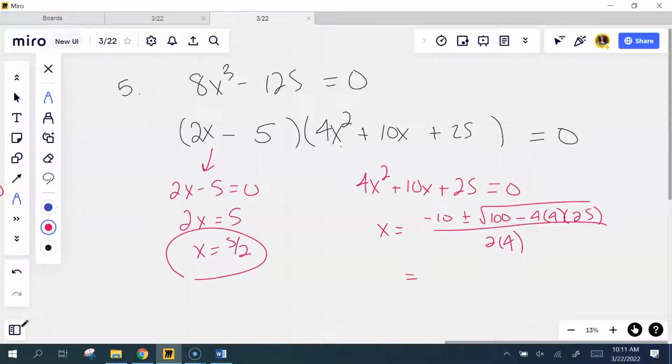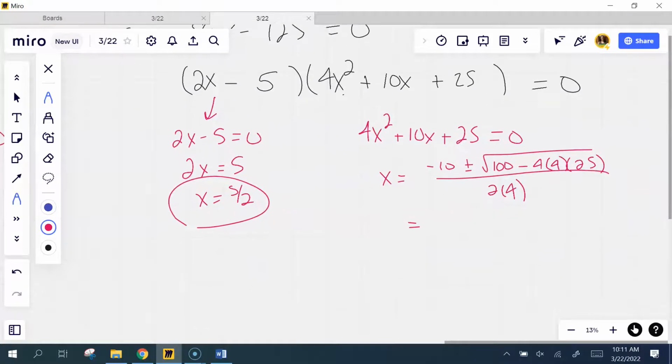For which one? Number 5. Mine says 8x cubed minus 125. Alright, so I got negative 10 plus or minus the square root of 100 minus 4 times 25, which is 100, but then times 6, that gives me 400. So this would be negative 300. Is that what y'all got?